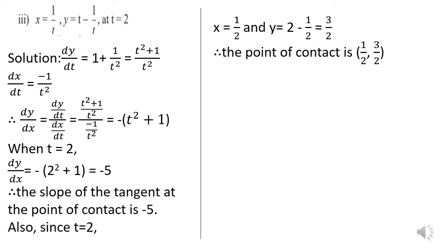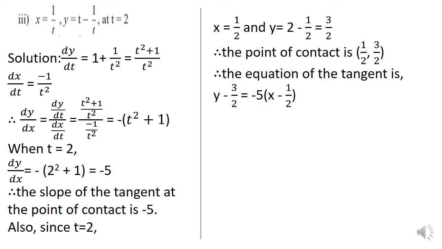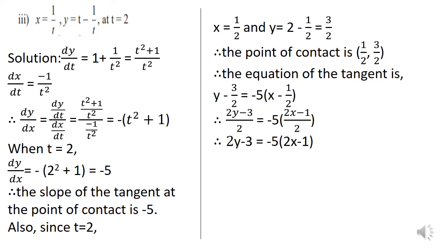So now that we know the slope and the point of contact, we can find the equation of tangent in the usual manner by doing y minus y1 is equal to m times x minus x1. So solving it further, we get the equation of tangent like so. You can observe the steps properly.